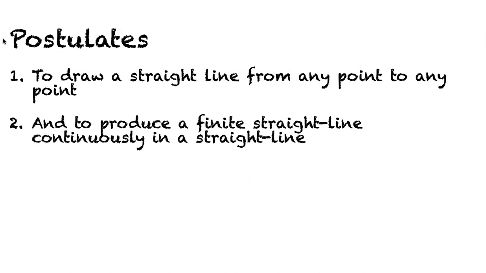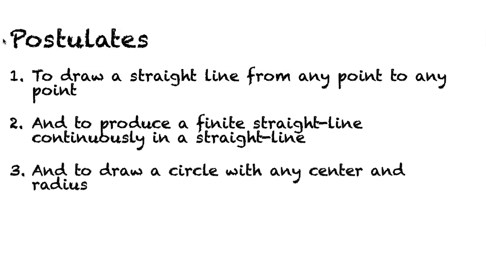2. And to produce a finite straight line continuously in a straight line. Or we can rephrase this as two straight lines cannot have a common segment. Many mathematicians tried to prove so, but in the end agreed to make this uniqueness a postulate. 3. And to draw a circle with any center and a radius. It seems like the original text used the word distance rather than radius, since Greek doesn't really have a corresponding word for radius. We're going to use radius here just for our own convenience.